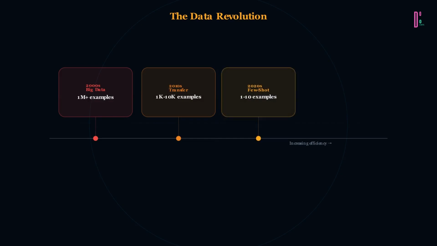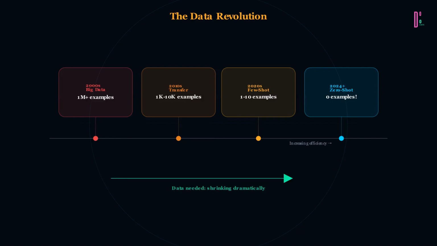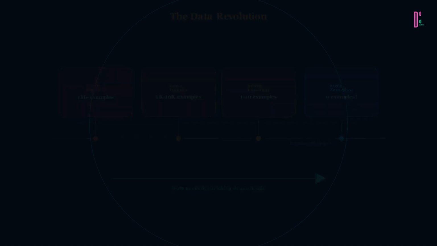Then transfer learning changed the game. Pre-train on massive general data. Fine-tune on your specific task. Now you needed only thousands. Few-shot learning pushed even further. Show the model just a handful, 1, 3, 5 examples, and it generalizes. And then came zero-shot. 0 labeled examples. The model has never seen your task before, and it still gets it right.